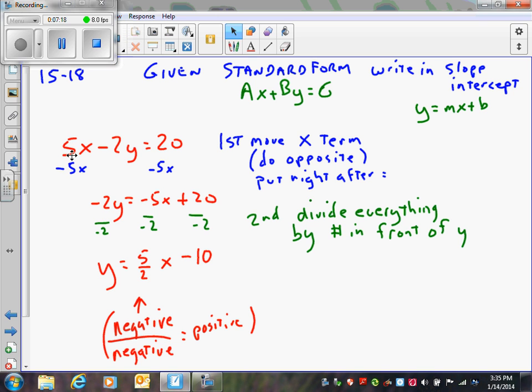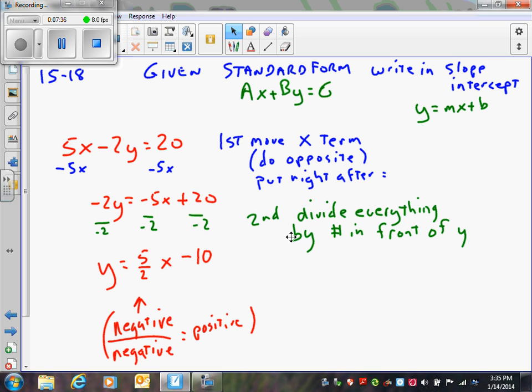Got to get rid of 5x. The opposite of 5x is minus 5x. This minus sign is with a 2, not a 5. Subtract 5x from both sides. That leaves me with minus 2y. Notice that minus 2y. Notice that minus sign did not go away. Equals minus 5x plus 20.